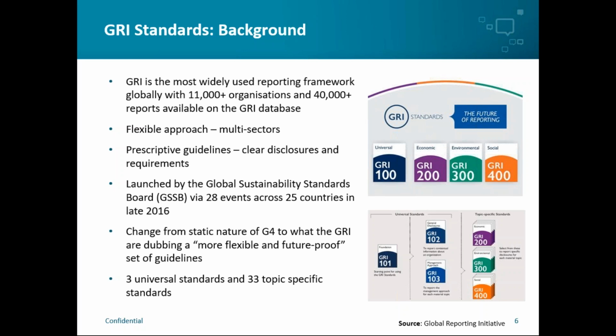And as well as the 3 universal standards, there are also 33 topic-specific standards, which are grouped into economic, environmental, and social areas. And these are where the actual bulk of the performance information that will be reported on is included and is referenced, and guidelines are made on them.